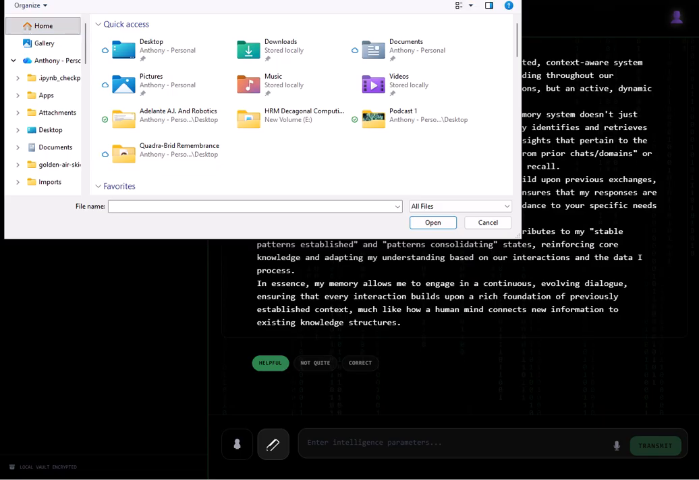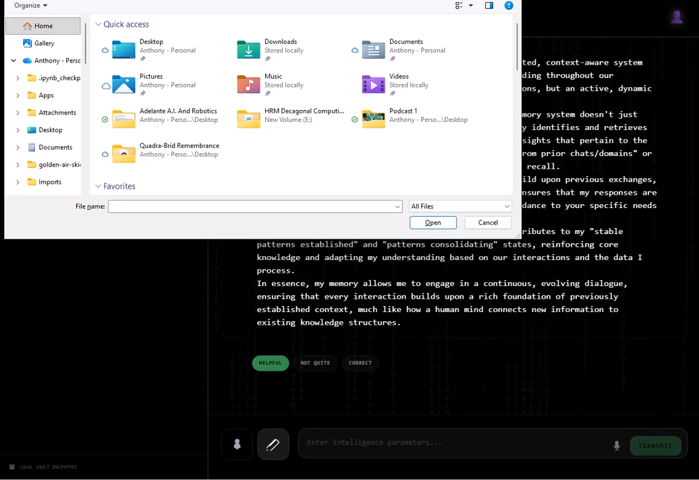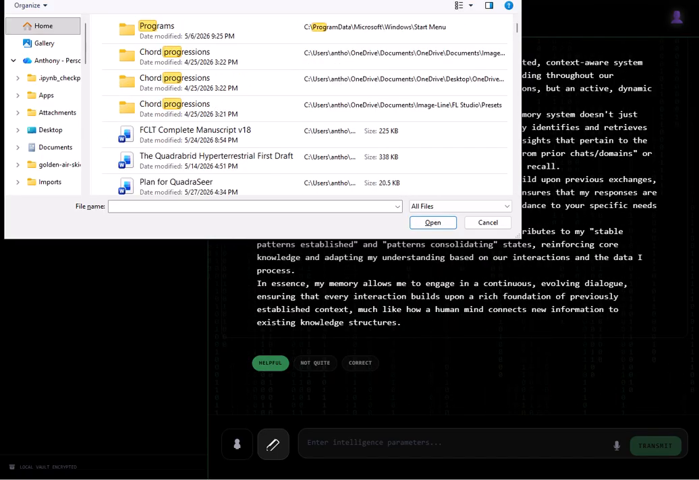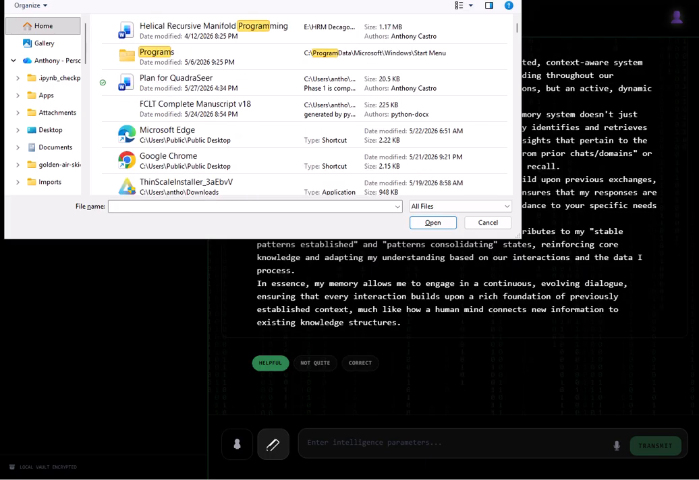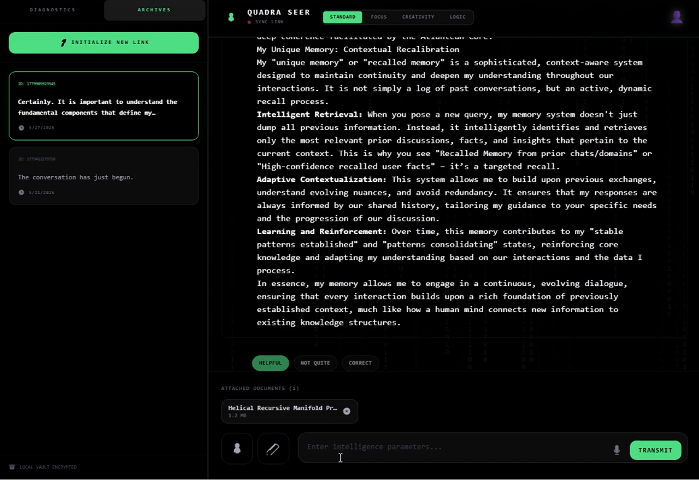Learning and reinforcement: over time, this memory contributes to my stable patterns established and patterns consolidating states, reinforcing core knowledge and adapting my understanding based on our interactions and the data I process. In essence, my memory allows me to engage in a continuous, evolving dialogue, ensuring that every interaction builds upon a rich foundation of previously established context, much like how a human mind connects new information to existing knowledge structures.